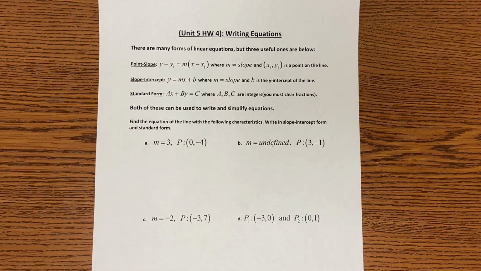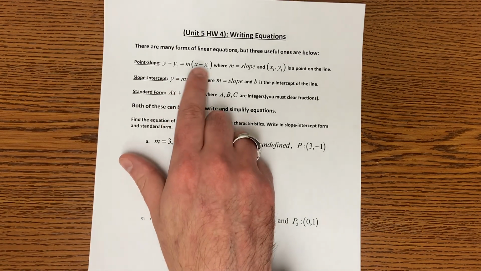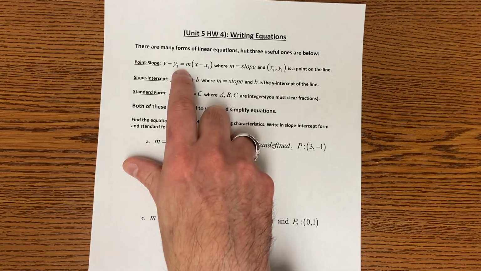We're picking up with Math 0332, Unit 5, Writing Equations. Some of the forms of equations we've seen in the past are slope-intercept, y equals mx plus b, and standard form, ax plus by equals c, which requires fractions to be cleared. There's a third version called point-slope form, which is when you have a slope and you're given a point, you can plug it in here.